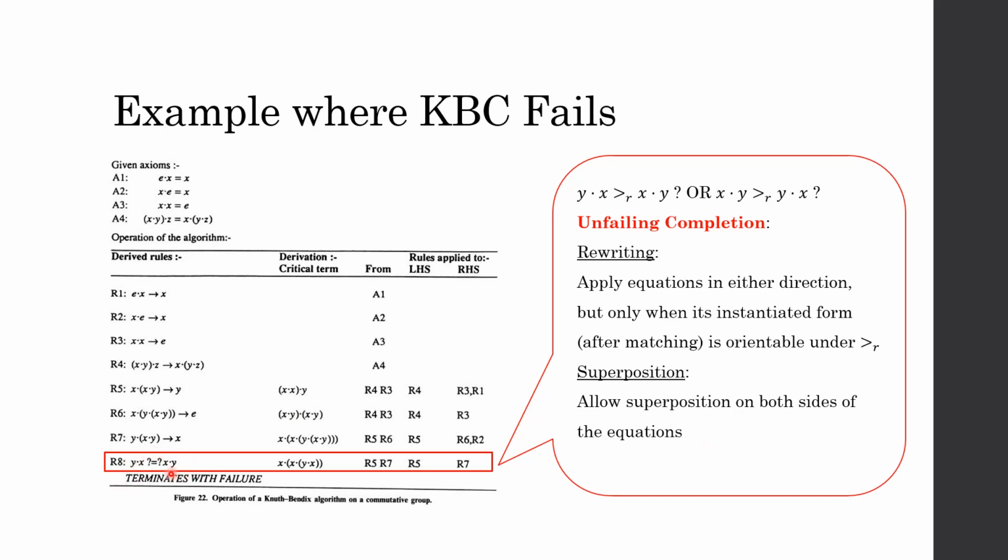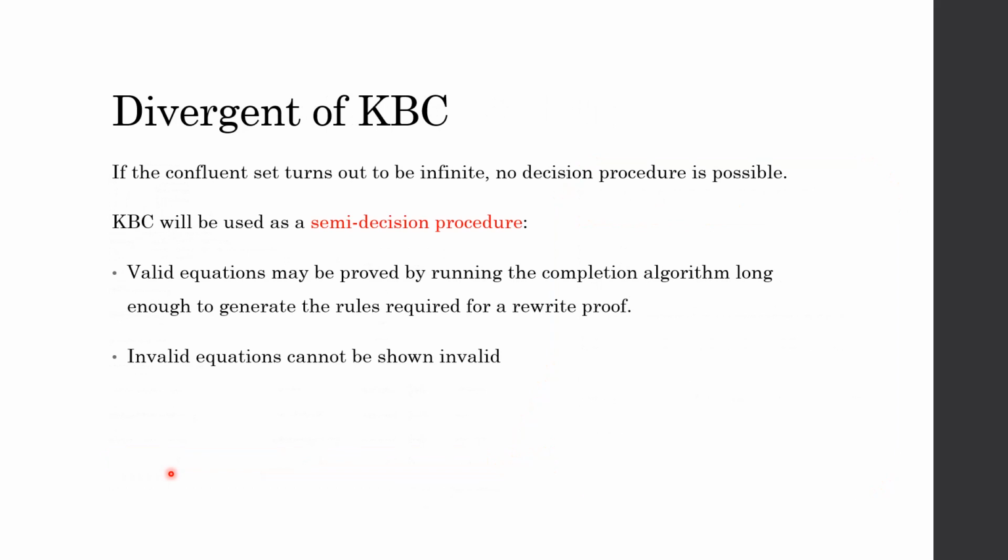Now, divergence. If the confluence set turns out to be infinite, no decision procedure is possible, because it will keep generating more and more rewrite rules in a non-stop fashion. In this case, it is used as a semi-decision procedure. A valid equation may be proved by running the completion algorithm long enough. This long enough can itself be very long, to generate the rules required for a rewrite proof.